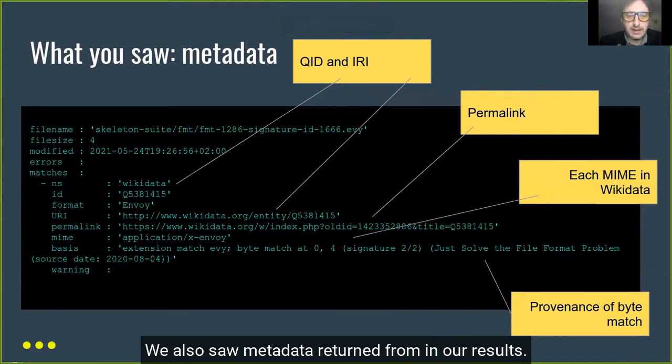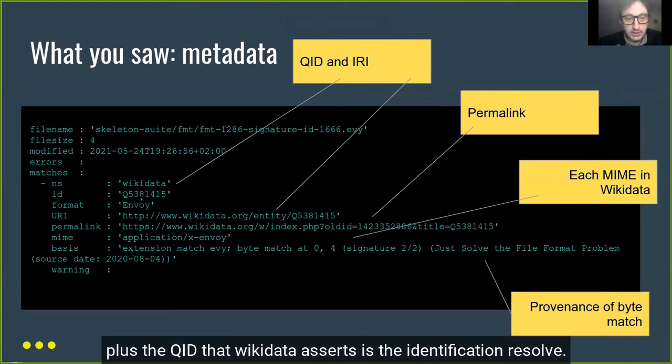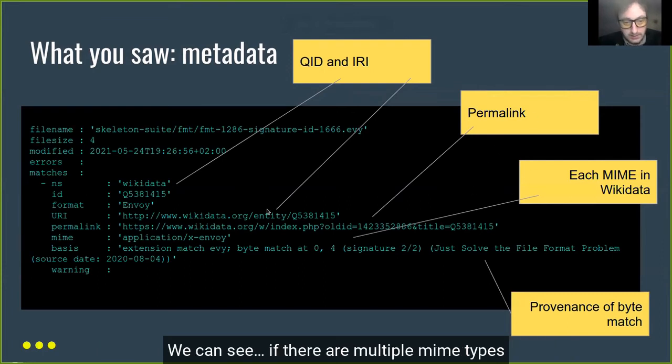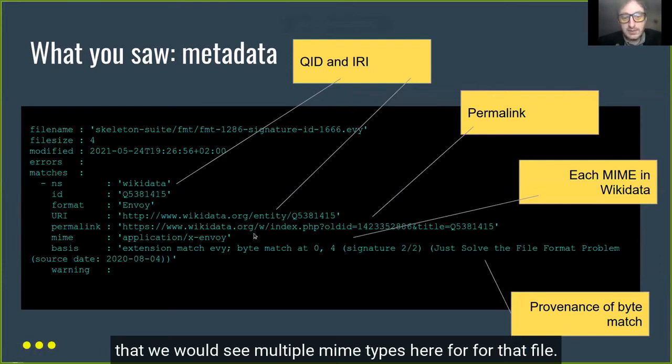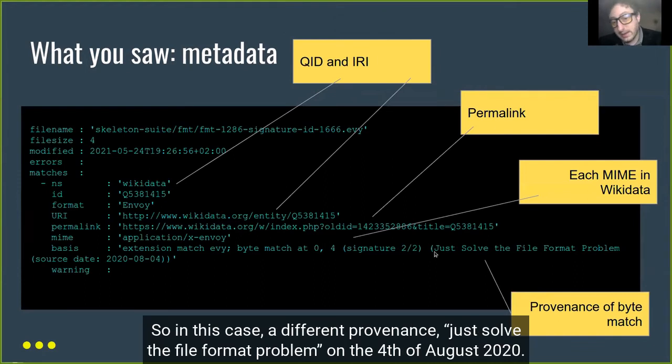We also saw metadata returned in our results. You have the QID and the IRI. So the link back to Wikidata plus the QID that Wikidata asserts is the identification result. If there are multiple MIME types, we would see multiple MIME types here for that file. We can see the provenance of the byte match. In this case, a different provenance: just solve the file format problem on the 4th of August, 2020.